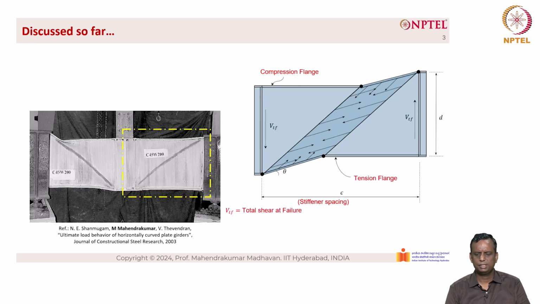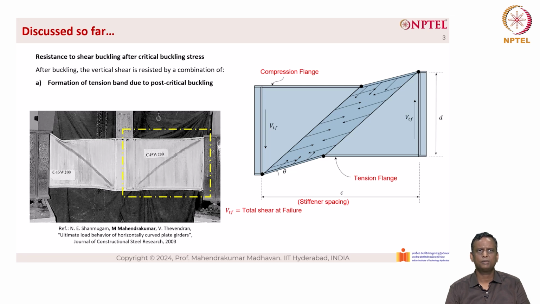So, the total shear at failure is defined as V_TF, and the resistance to shear buckling after critical buckling stress. Basically, after buckling, the vertical shear is resisted by a combination of two things. One is the formation of tension band due to post-critical buckling. You can see the tension band here, the one that is highlighted between two parallel lines. The arrow marks are showing the formation of the tension band, and the yield zone is in between and is also known as the tension band, and the anchorage point is S_T for the bottom flange.